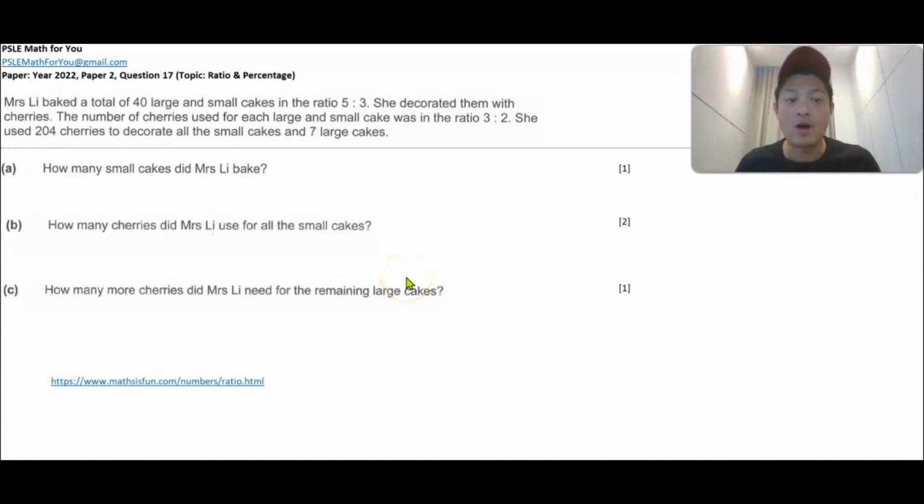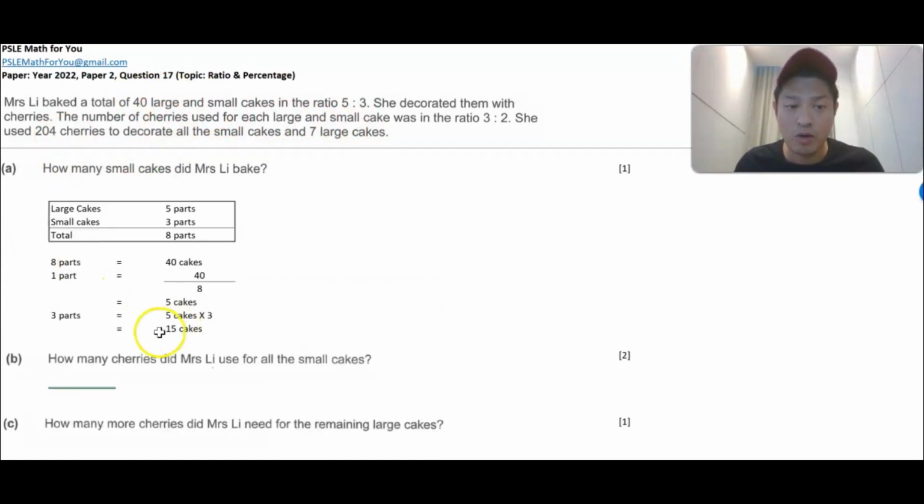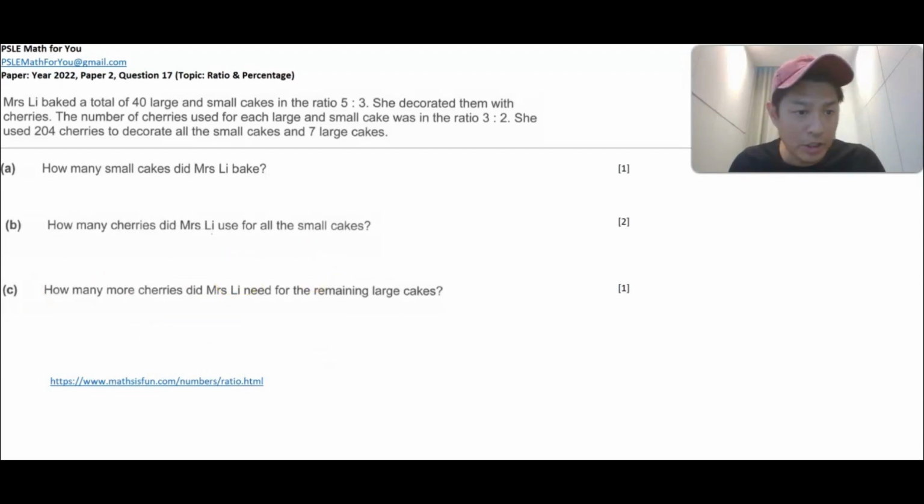Okay, moving on. How many cherries did Mrs. Lee use for all small cakes? And they're only asking about small cakes. So first, I'm going to highlight this sentence. The number of cherries used for each large cake and small cakes was in a ratio of 3:2. Then they say that total of 204 cherries were used. And there were 7 large cakes, and we know from part A of the question that there were 15 small cakes. So with that, I'm going to share with you this visualization, right?